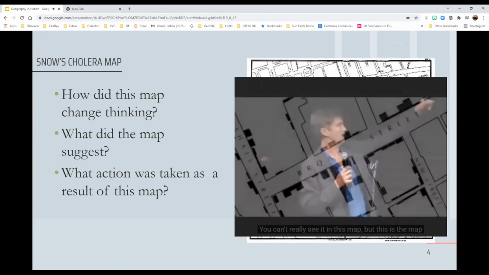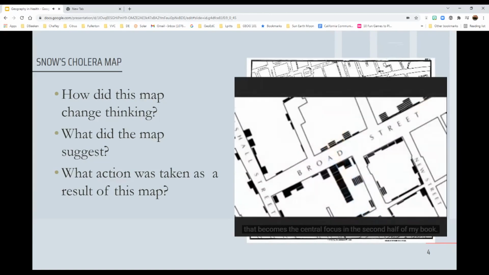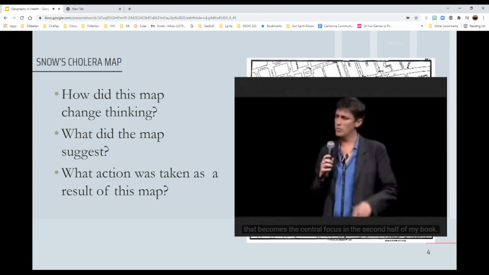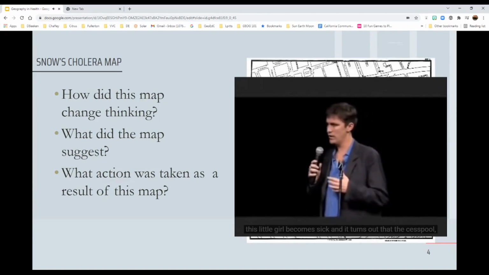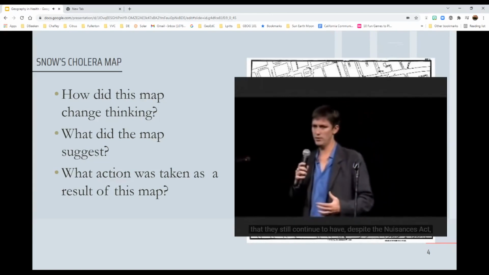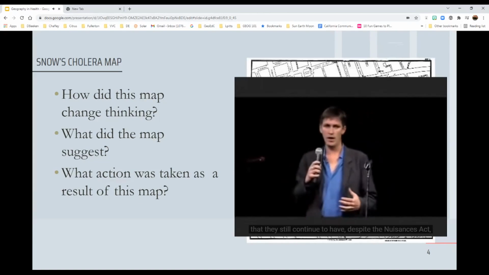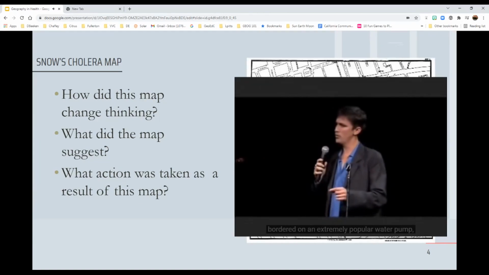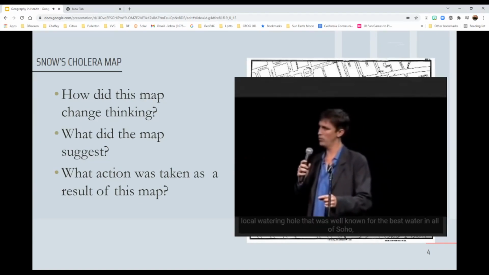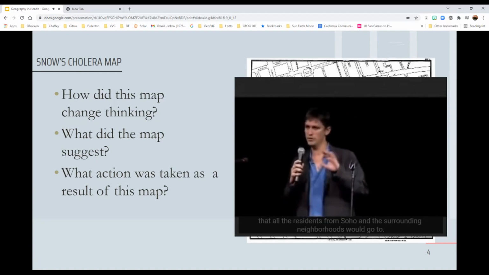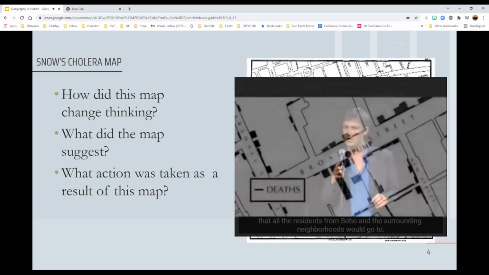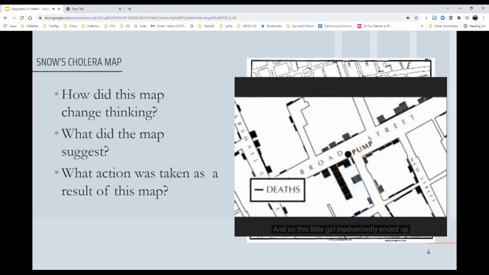You can't really see it in this map, but this is the map that becomes the central focus in the second half of my book. So in the middle of Soho, in this working class neighborhood, this little girl becomes sick. And it turns out that the cesspool that they still continue to have, despite the Nuisances Act, bordered on an extremely popular water pump, a local watering hole that was well known for the best water in all of Soho, that all the residents from Soho and the surrounding neighborhoods would go to.